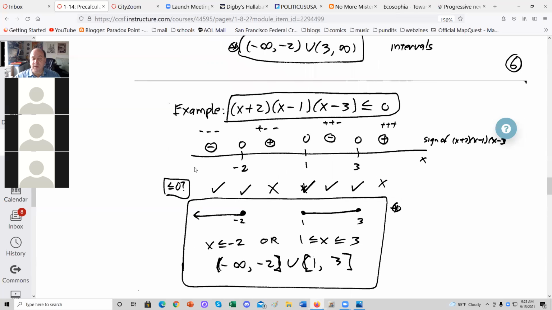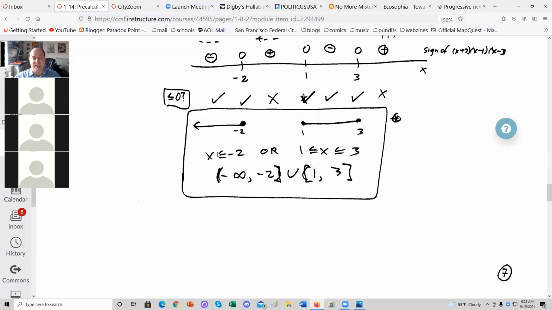So the graph consists of everything up to negative 2 inclusive, and also 1 to 3 inclusive. This is the graph, as you can see from these check marks. So x is less than or equal to negative 2, or x is between 1 and 3. Minus infinity to negative 2 union 1 to 3. The square brackets here.